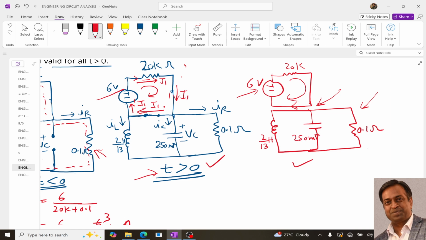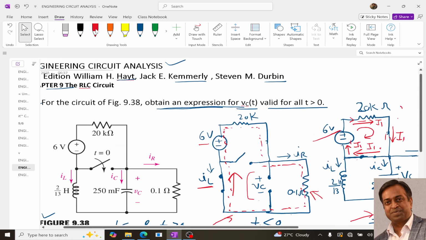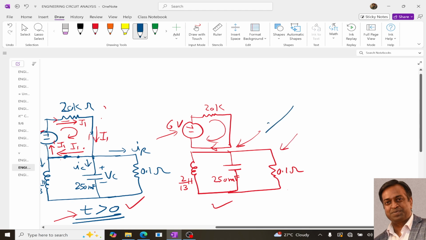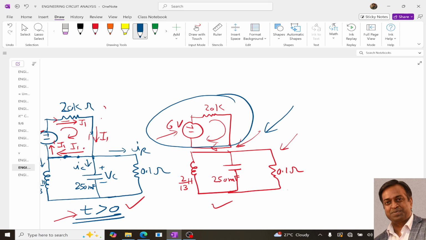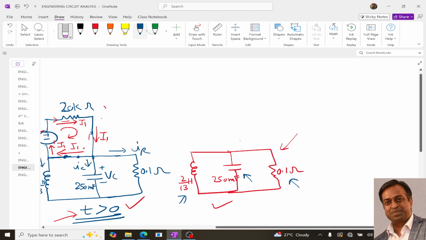So it means, as per the question, what we need to determine is the expression for VCT, and in this part of the question, the contribution due to this is nil. The contribution of this part in the voltage across the capacitor, resistor or the inductor is 0. So we can remove this part of the circuit. So overall, we need to analyze only this part of the circuit, right?